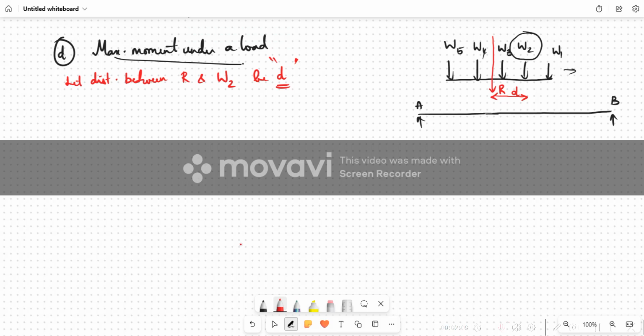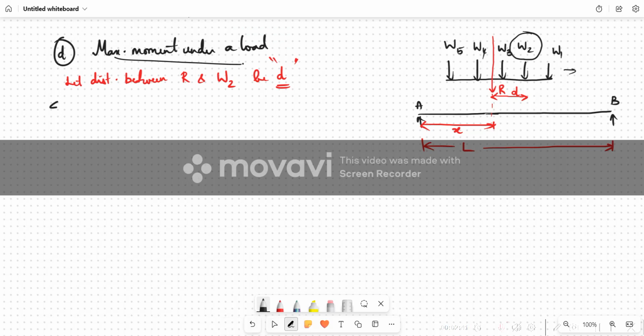Now, R is the resultant of all loads, right? So let its distance from W2 be d, and there should be some relation with the beam also. So let the distance of this R from A be, let us consider it as x. Okay. Now we also know that the span length is capital L. Okay, with this much mark, let us continue with the derivation.